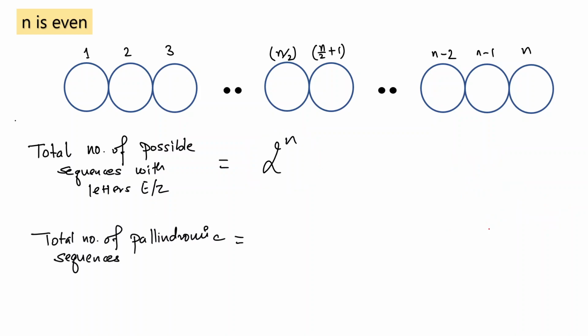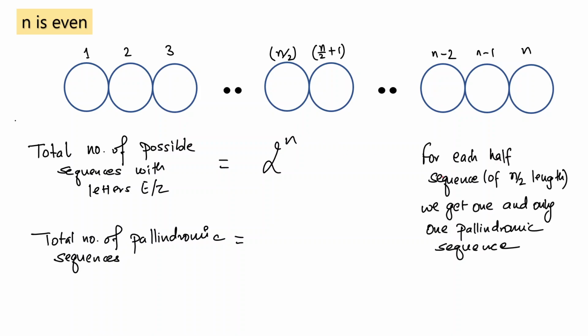Okay, but the point is the total number of palindromic sequences. How many palindromic sequences are we going to get here? For that, you just have to think about half of the sequence. For each half sequence of n by 2 length, we get one and only one palindromic sequence. What do I mean? Let's say we are dealing with 6 lettered sequences. If we make a 3 lettered sequence like EEE, then to turn it into a palindrome, if E is here, the last one should be E. If the second one is E, the fifth one should be E. And if the third one is E, the fourth letter should also be E.